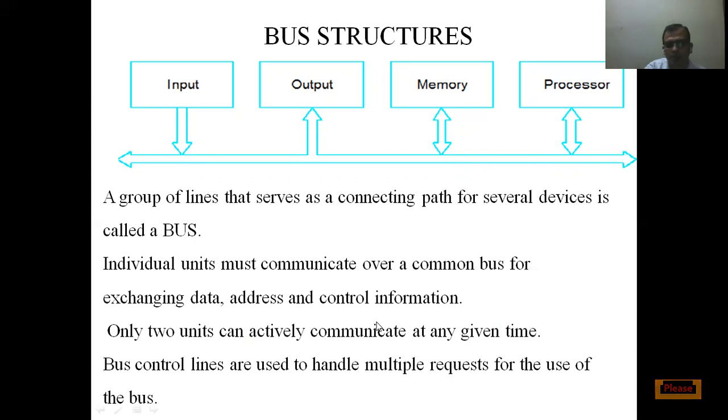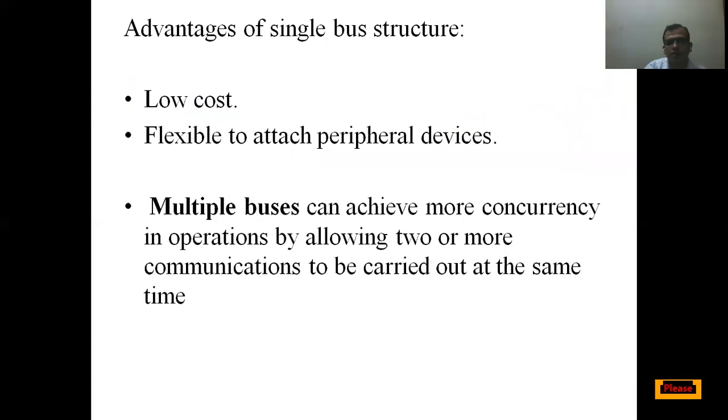In the case of a single bus, what happens? Only two units can communicate with each other. The bus control lines are used to handle multiple requests for the use of the bus. It has control lines which can handle multiple requests, for example the request from input devices, the request from output devices, or the request from the processor. Next, what is the advantage of the single bus?